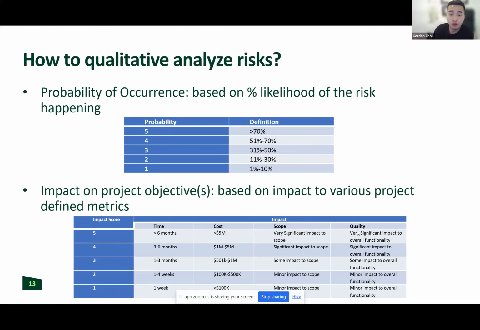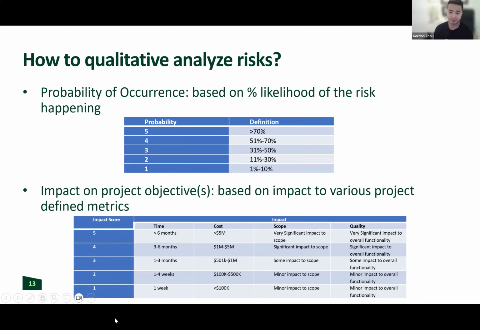Okay. Can you use different metrics to describe impact? Sure, right? If you have, I don't know, a wedding project, you may define impact as a time impact, a cost impact, quality impact, or a customer experience impact, right? So how you describe impact can differ depending on your project. This is just one example, all right?